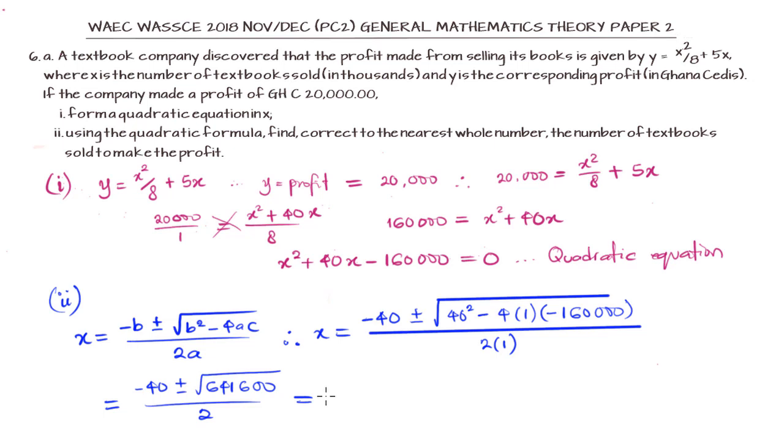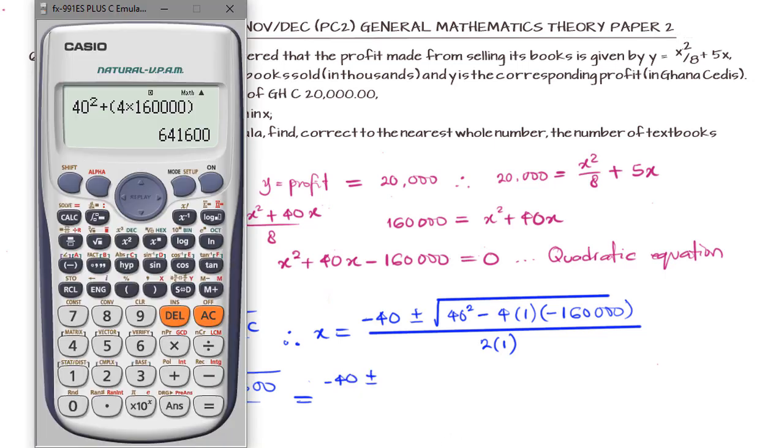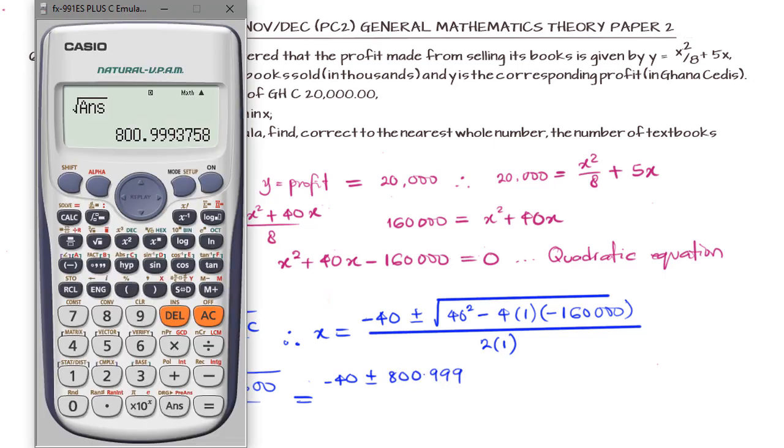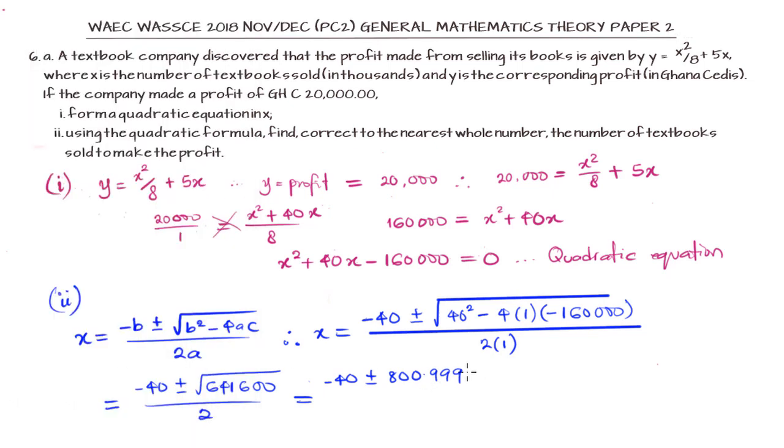So this will give us minus 40 plus or minus the square root of our, so that will be 800.9993, 994 if you round up, over 2.